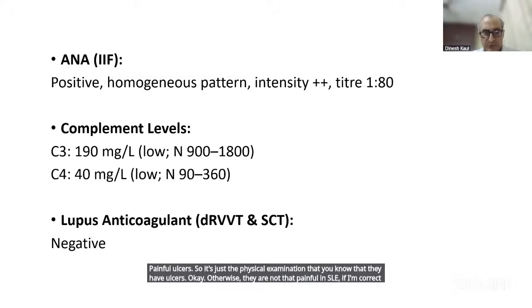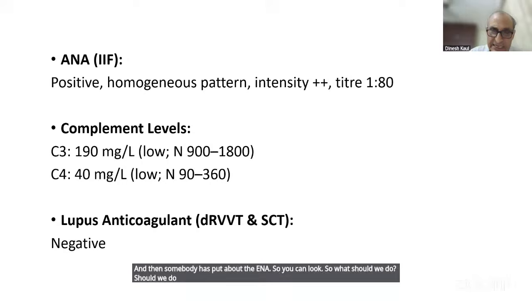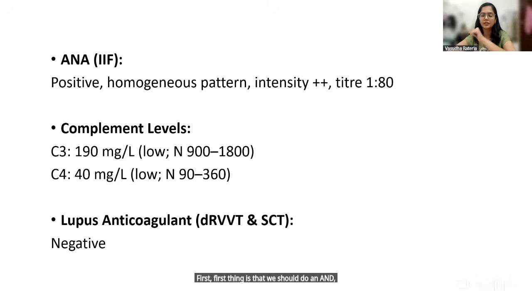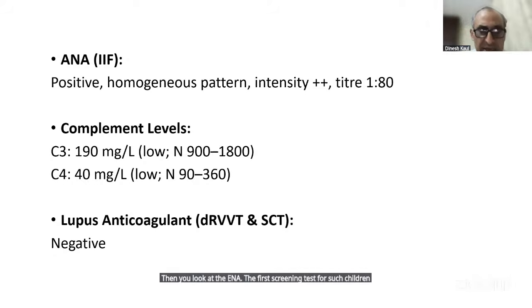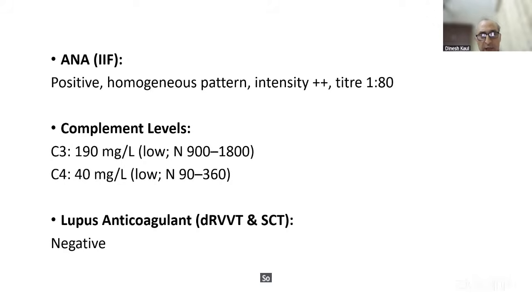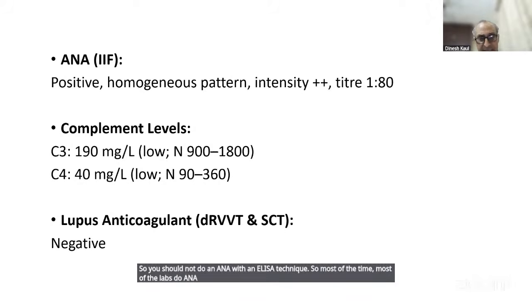And then somebody has asked about the ENA. Should we do an ANA or an ENA? The first thing we should do is an ANA, and if the ANA is positive, then we go forward to do the ENA. The first screening test for such children is an ANA, that too with an immunofluorescent assay. You should not do an ANA with an ELISA technique. Most labs do ANA with the ELISA technique, so we specifically ask them whether they have done the ANA with the immunofluorescent assay.